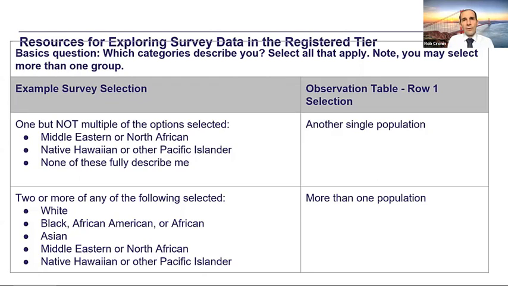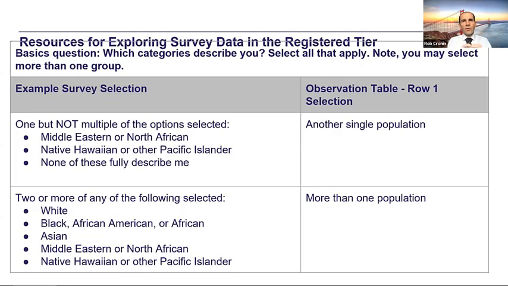Basics questions: which of these categories describe you? That's the race and ethnicity question. Select all that apply. So if you selected Middle Eastern or North African, or Native Hawaiian or other Pacific Islander, or none of these fully describe me, what you're going to see is another single population. You can go through and see what the generalizations are, just because we don't have a lot of Middle Eastern and North African people. So if you selected that and you had a certain age and a certain education and certain sets of things, you could potentially tell who that person is. That's why, because of the people who are in our All of Us research program, we generalize some of these things.